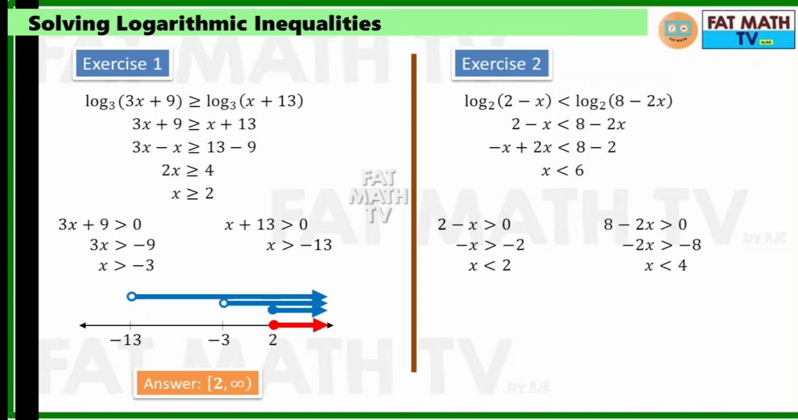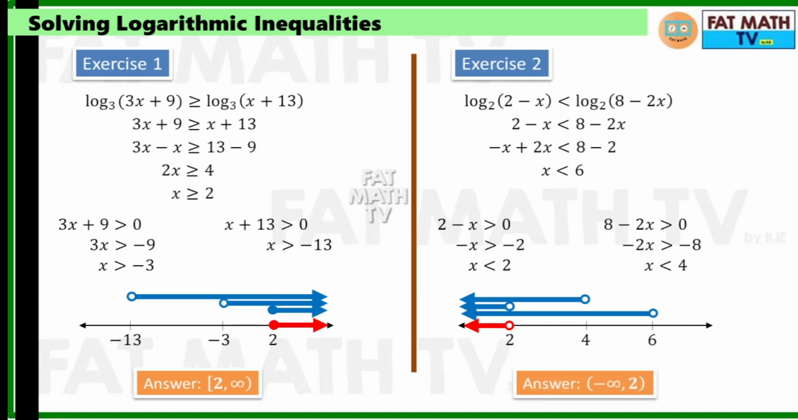So we have to locate the numbers 2, 4, and 6 on the number line. Lowest is 2. Next is 4. And then the biggest is 6. x less than 6, all numbers to the left of 6. x less than 2, all numbers to the left of 2. And x less than 4, all numbers to the left of 4. So what's common to them is on the left of 2. So all numbers less than 2 can satisfy the given inequality.